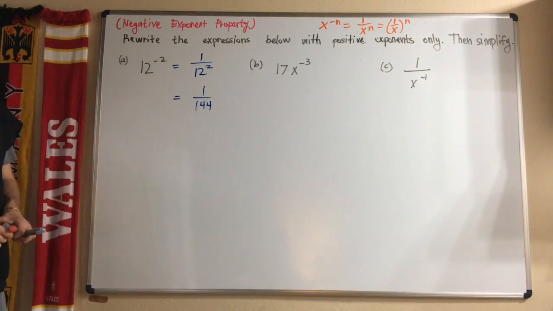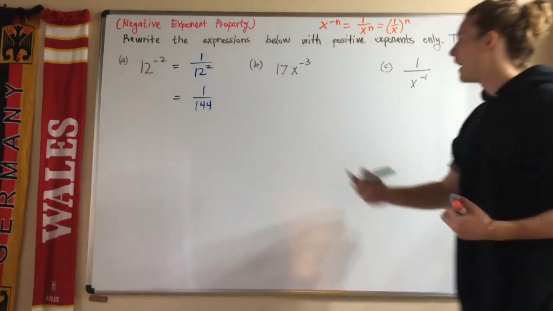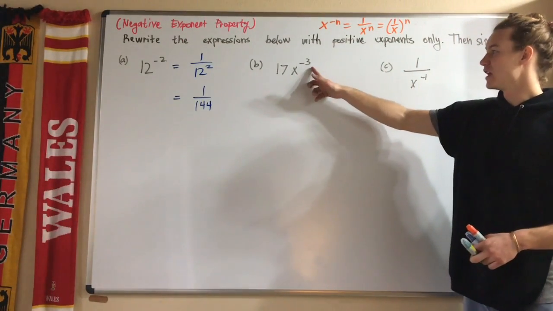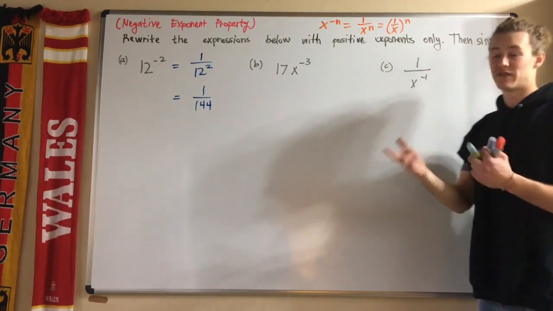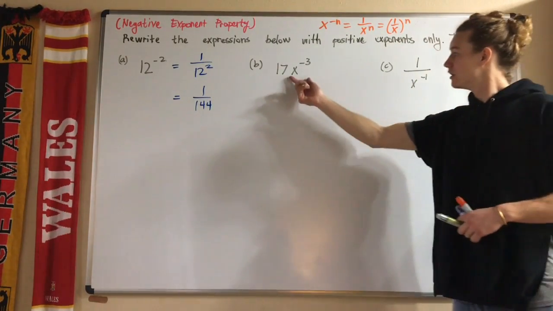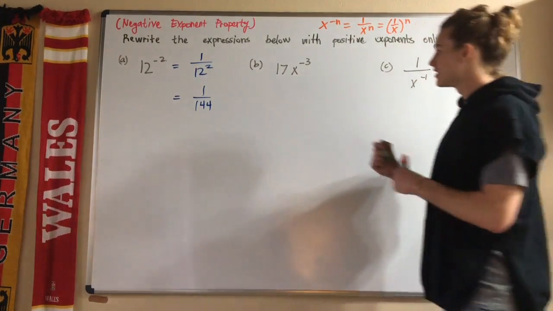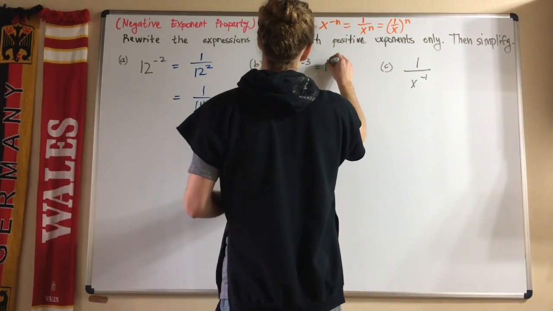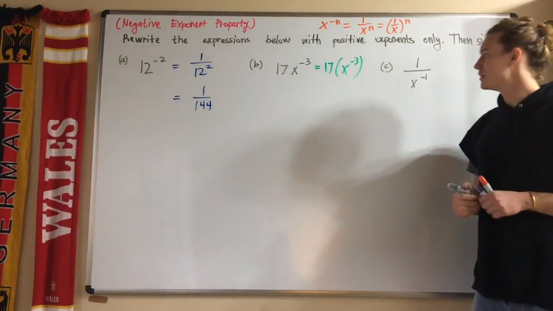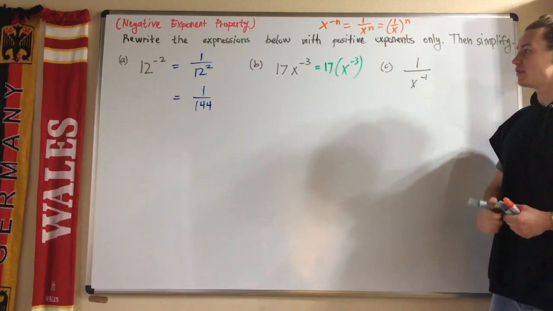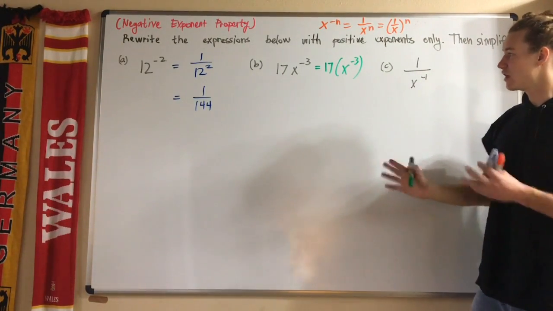So part B says 17x to the negative 3. So what's being taken to the negative third power? Notice only x is being taken to the negative third power. 17 is just making a product with whatever that quantity is there. So just for clarity, I'm going to rewrite this as 17 times x to the negative 3. So we know the negative 3 power is really only applying to the x. And we know that from this step here too, just so you guys know if you got confused.